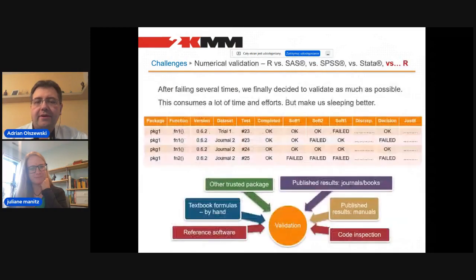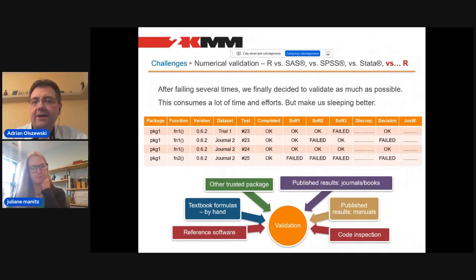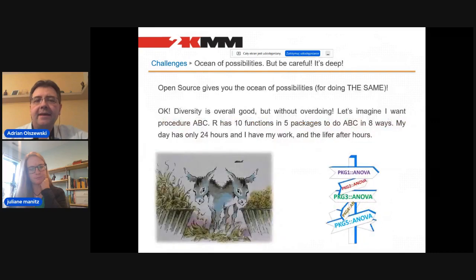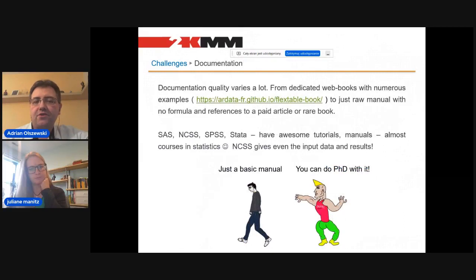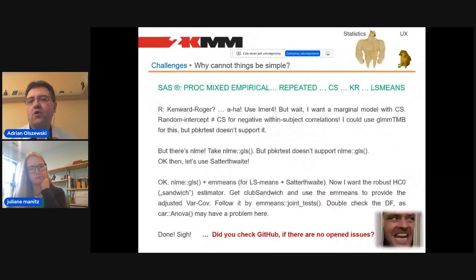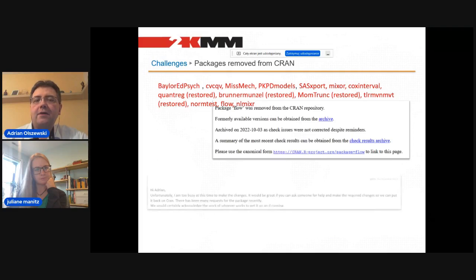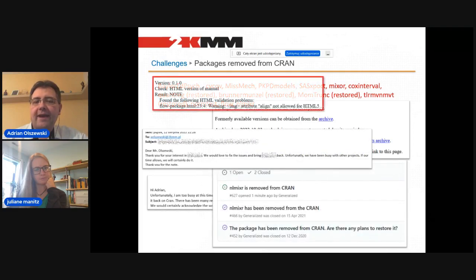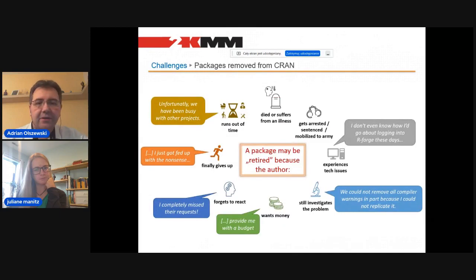So we had to do our internal validation for each package and each function that we use, based on reference software and reference datasets. An additional problem is the multiplicity of packages and functions that we need to choose from. There is also the lack of good manuals. SAS, SPSS, and other software have very good manuals and documentation. With R, it is very unequal. Then, what is simple in SAS is sometimes very difficult in R, and we had to address it somehow. Also, packages are often removed from CRAN, and we can do nothing about that, for a majority of reasons.